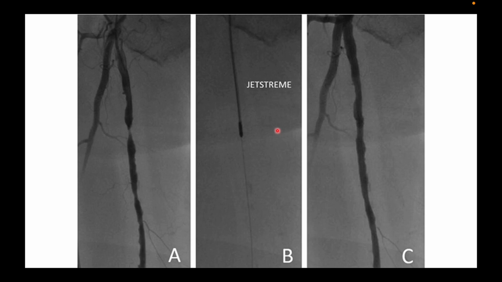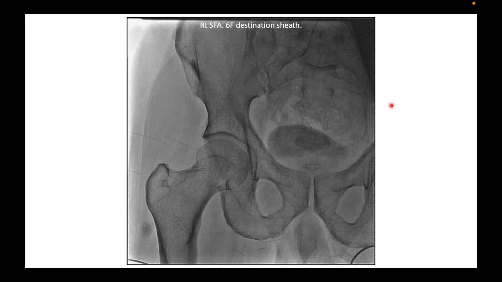So JetStream is another technology that can be used for atherectomy. We have this in RIC and we do it occasionally. It's expensive, so in countries like Pakistan, these devices are a little difficult to use. So that's the lesion here, that's the JetStream being used, and that's the result after the JetStream.